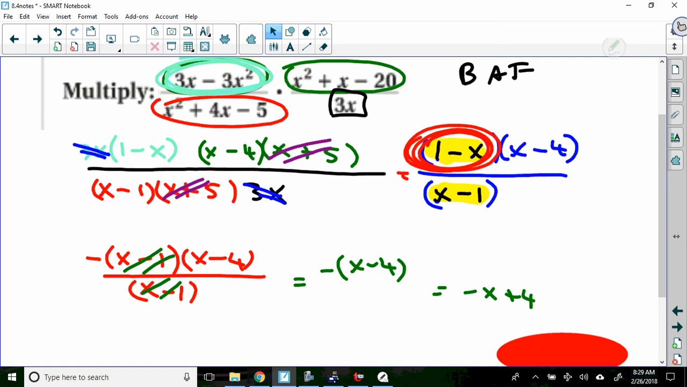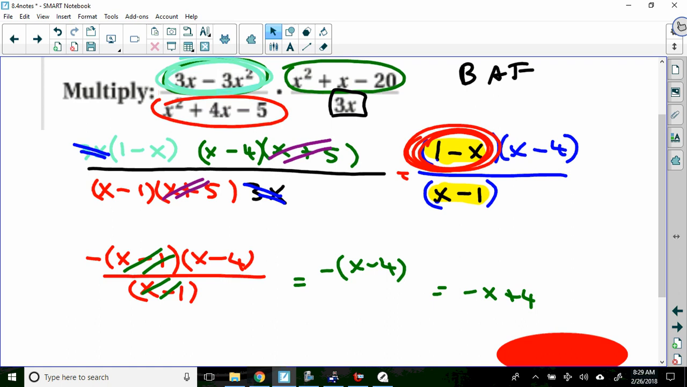As far as your restrictions go, you'd have to look all the way along the way. I'm not going to write them down here, but x could not equal 1. X could not equal negative 5, I'm sorry. And x also can't equal 0. Those are the restrictions. X can't equal 0, x can't equal negative 5, and x can't equal 1.